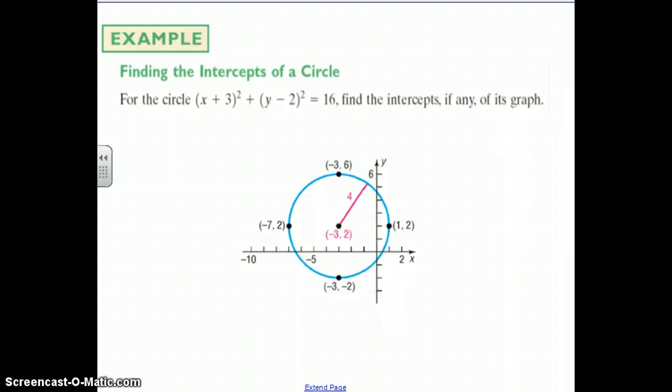This one says find the intercepts. There's plenty of intercepts here. There are some x-intercepts here in red. There are some y-intercepts here in purple. I'm just going to find some x-intercepts, and then hopefully you can finish this problem because it does take a little bit of time. But to find x-intercepts, we let y be 0.